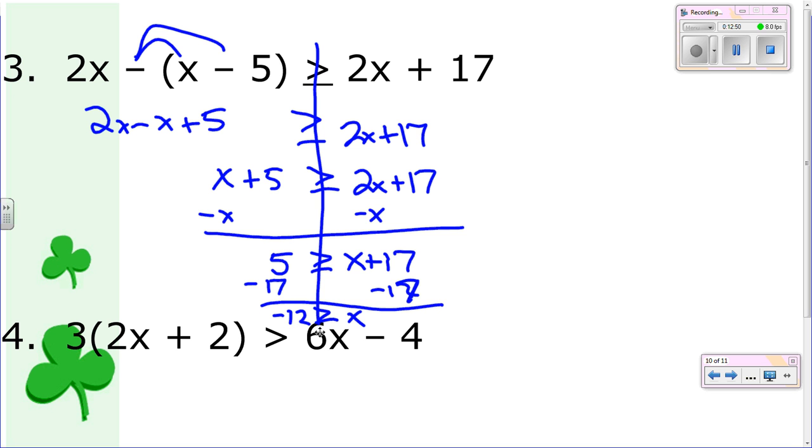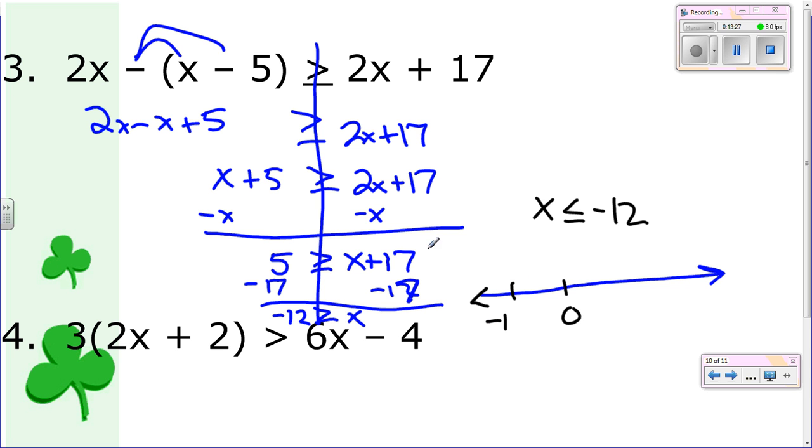Now, this is one of the questions that I see people get stumped on a lot. And the reason they get stumped is because the x is on the right-hand side. Make sure that you always get your x to the left-hand side at the end. So you want to flip this whole thing over. The arrow is pointing towards the x right now. Make sure your arrow still points towards the x. X is less than or equal to negative 12. That's the same thing as saying negative 12 is greater than or equal to x.